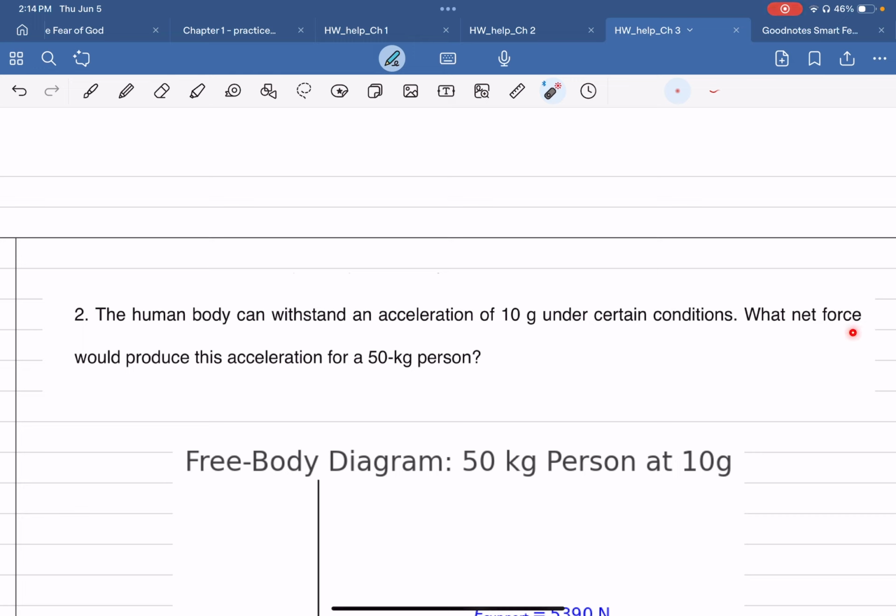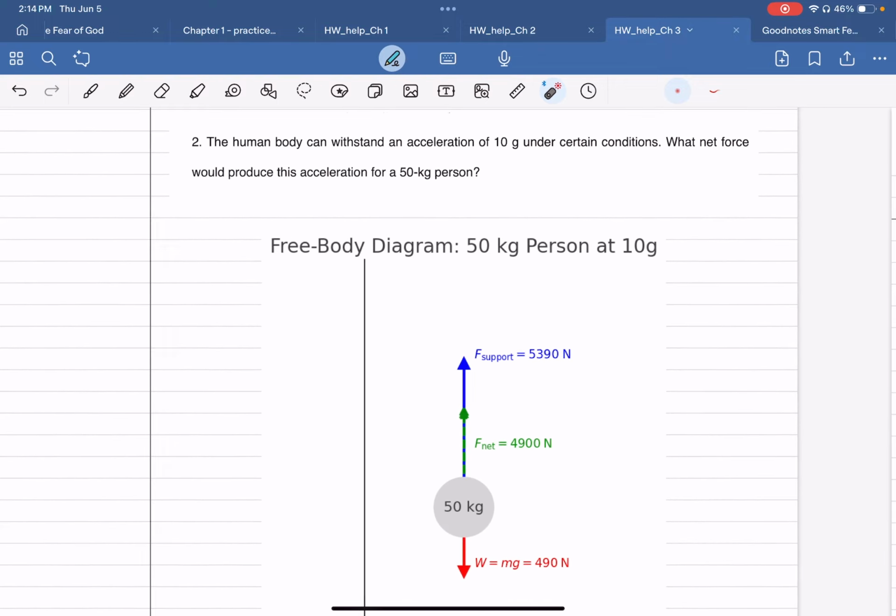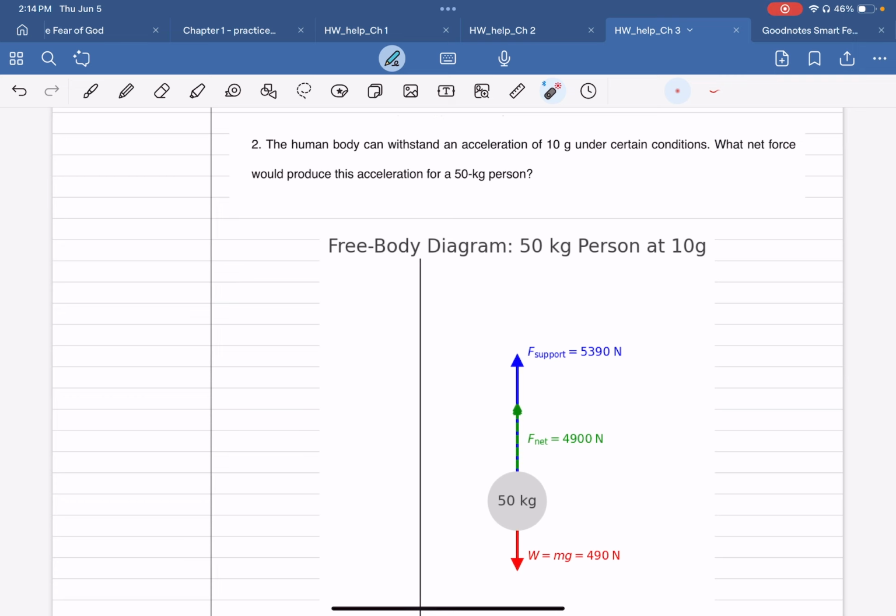And you're asked to find what? The net force. So we start with a free body diagram here. You can see the free body diagram. That's the 50 kilogram mass of the person. You have 2 forces acting. One is the weight. 50 kilogram is the mass. That's not weight. To get the weight, you got to multiply the mass with 9.8. So 50 times 9.8 is 490 Newton. That's the weight acting down.